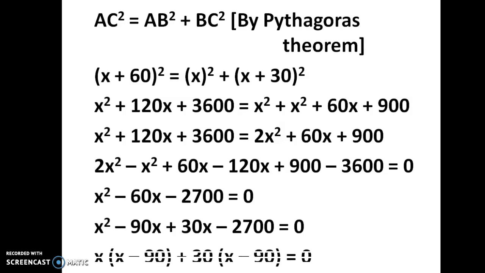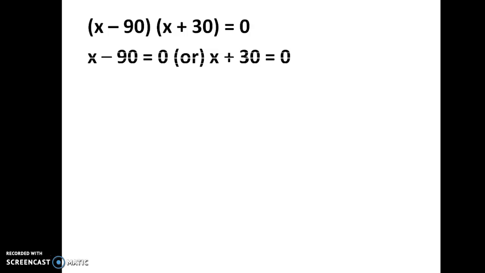Okay, so after that x is taken as common here, and inside the bracket I have x minus 90, and here 30 is taken as common, and inside the bracket x minus 90 I am having. So x minus 90 into x plus 30 equal to 0. So equate both the factors with 0. So x is equal to 90, x is equal to minus 30 I got.